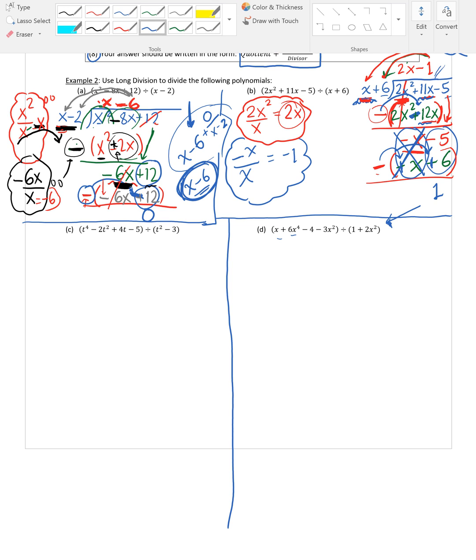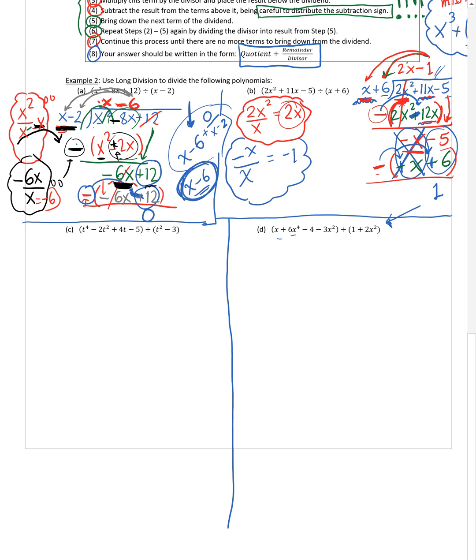Alright, and as the last step of those directions says, you want your answer to look like the quotient, which was 2x minus 1, the thing that's above your division bar, plus the remainder. This time we actually got a remainder of 1 over your divisor, x plus 6. And that's how you're supposed to write your answer. That's the quotient plus remainder over divisor, like it says here.